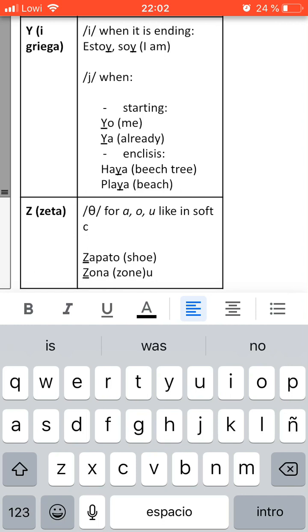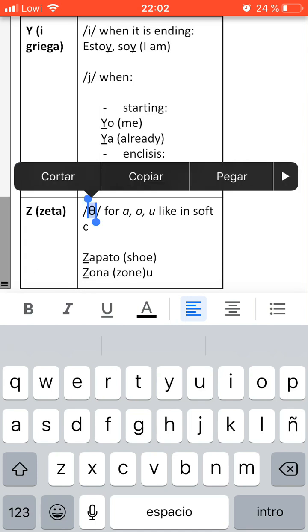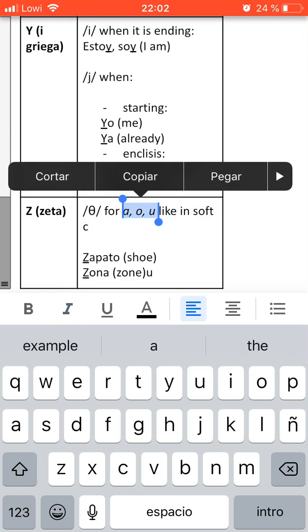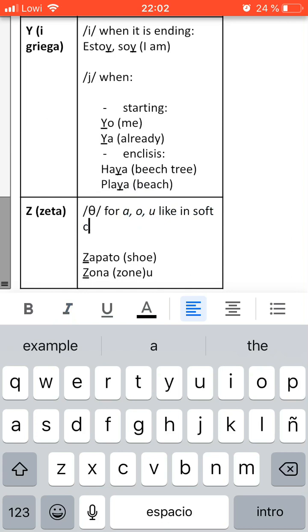And now we have the last letter, which is the letter theta, which is equivalent to the soft C. We have the phoneme th only for A, O, and U. You can't combine the theta with any other vowel which is not A, O, or U. So we have here examples: zapato, which means shoe, and zona, which means zone. Zapato, zona.